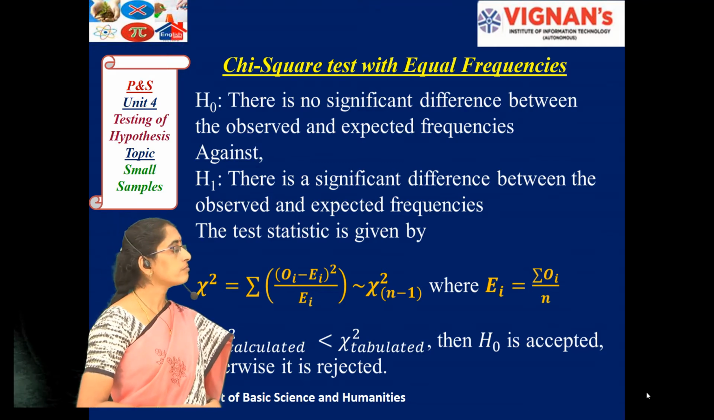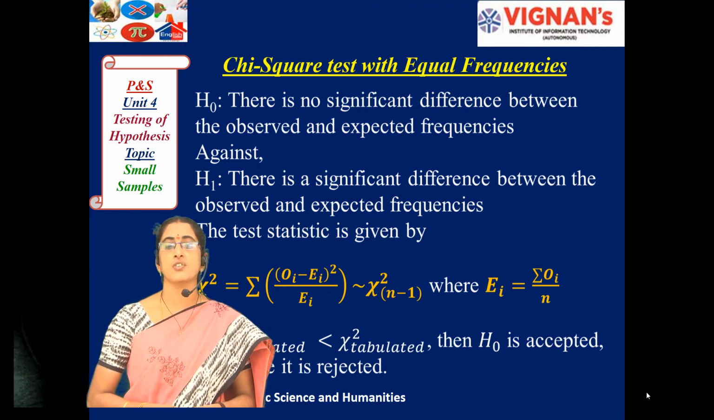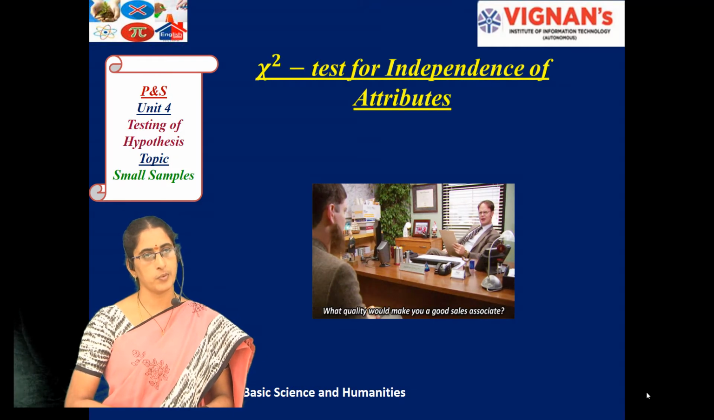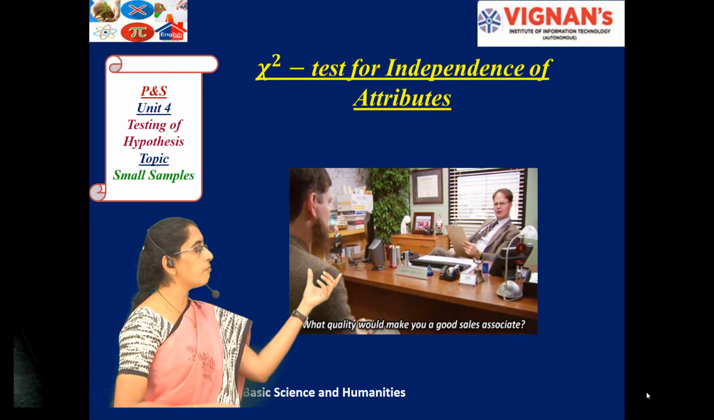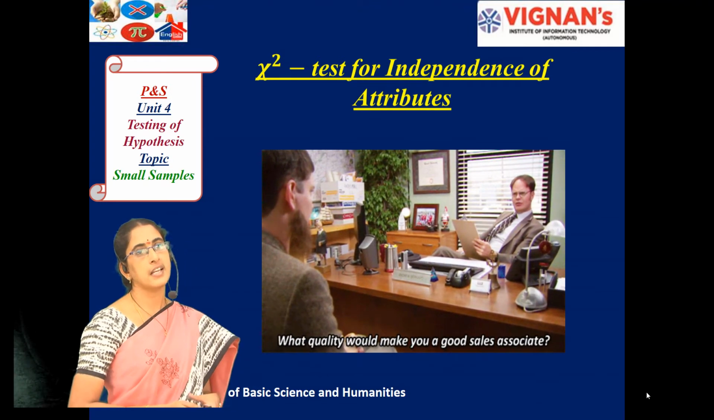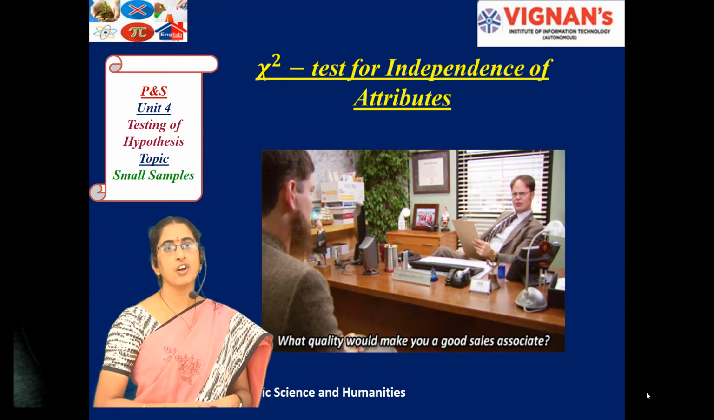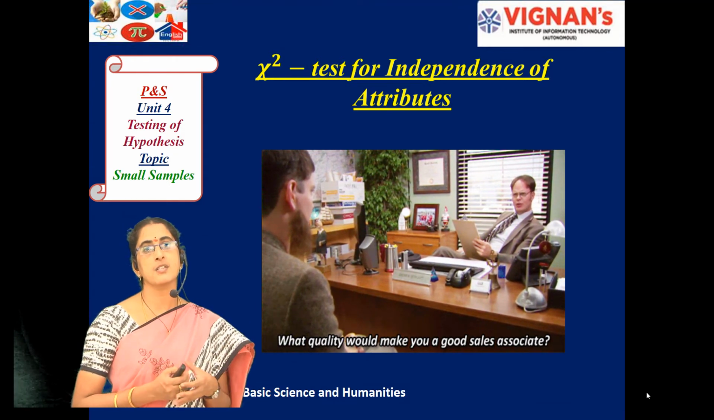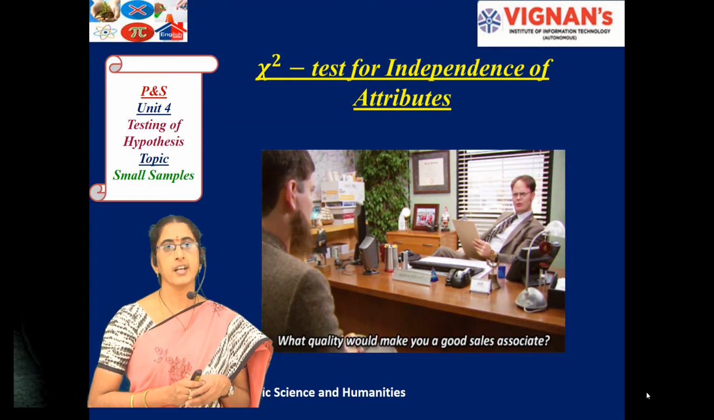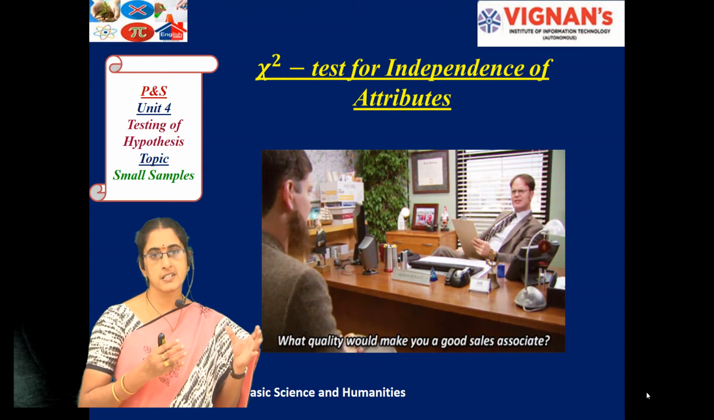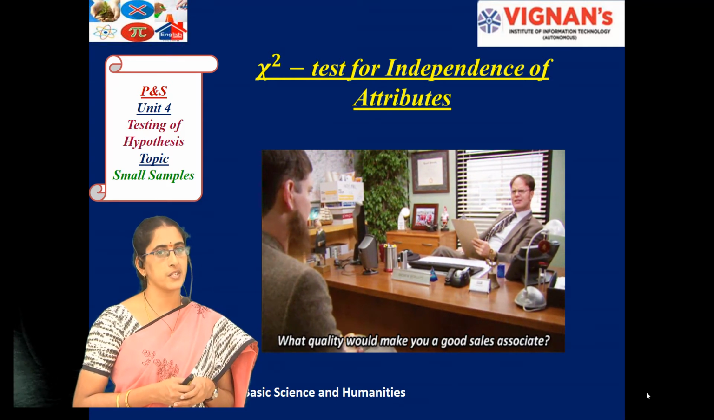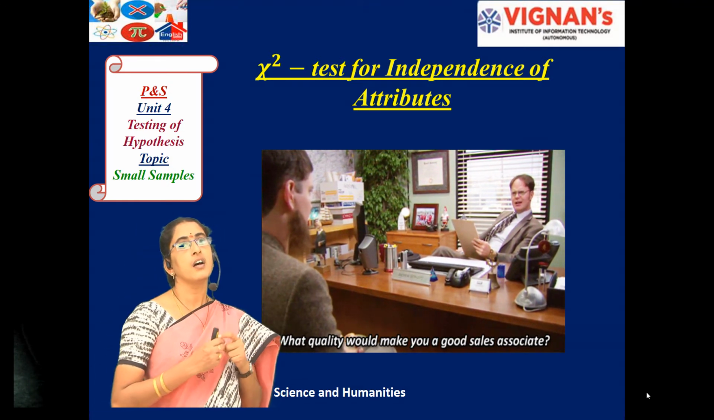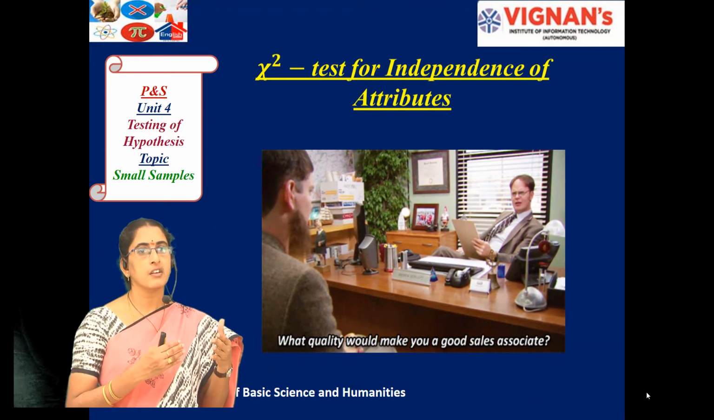So the last one is the chi-square test for independence of attributes. Where can we apply this? Here you can see the example: a manager is discussing with the sales executive. The sale of a product is based on the performance of the salesman, how well the salesman is representing the product, right? So are the sales and the representation of the salesman well associated or not?